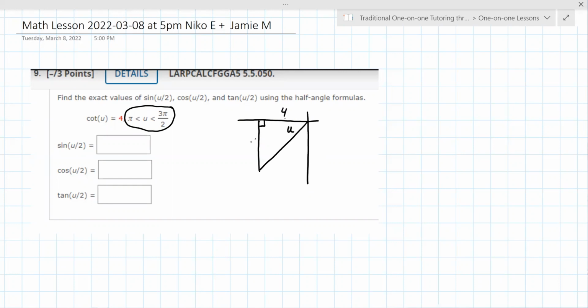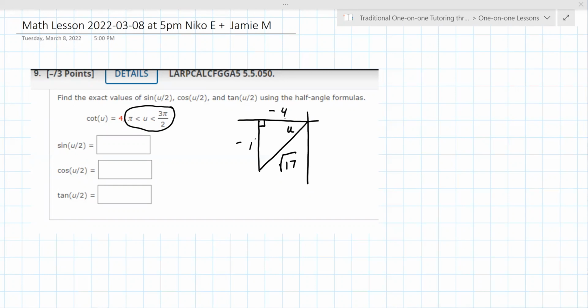So it's 4/1. But because you're in the third quadrant, they're both negative. And then the hypotenuse here is this squared plus this squared, square rooted, so it's the square root of 17. It's kind of a standard thing to be able to do here. The next step here is to find the half angle, u divided by 2.